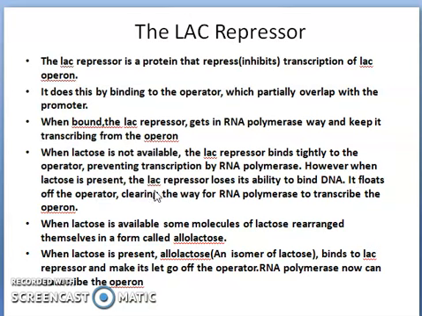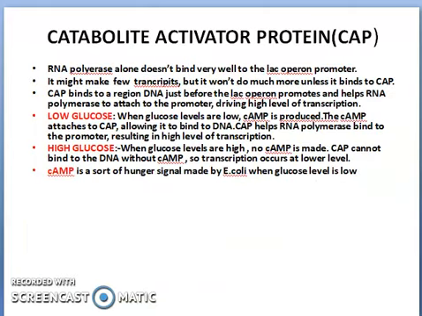However, when lactose is present, the lac repressor loses its ability to bind DNA. That means when lactose is present, it will produce allolactose, and the allolactose will come and bind to the repressor, which will not allow the repressor to bind to the DNA, by which further transcription will take place. Now the next point is, when lactose is available, some molecules of lactose rearrange themselves into a form called allolactose, which is the inducer.